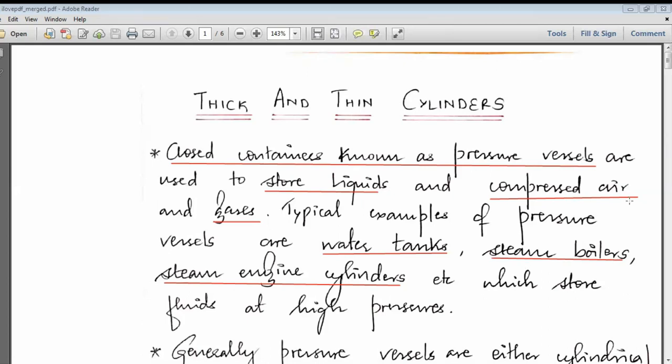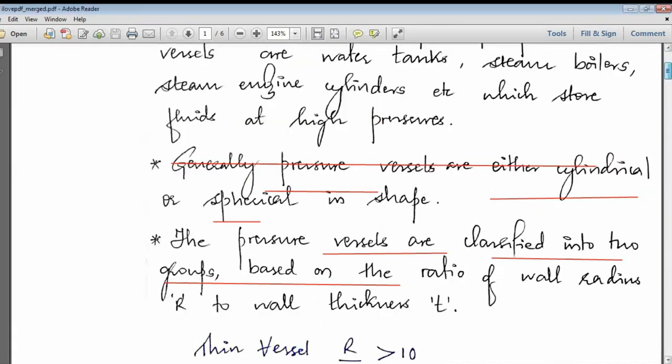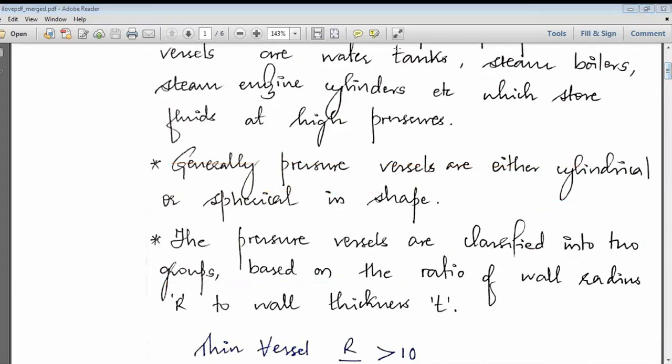Next, we'll go through the shape of the closed containers. These can be either spherical in shape or cylindrical in shape. In this particular unit, we'll be mostly studying the cylindrical shape and how you are going to classify them into thick and thin cylinders.